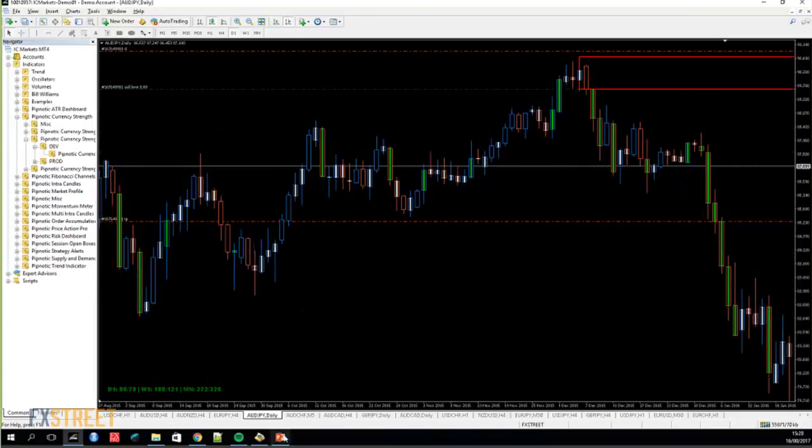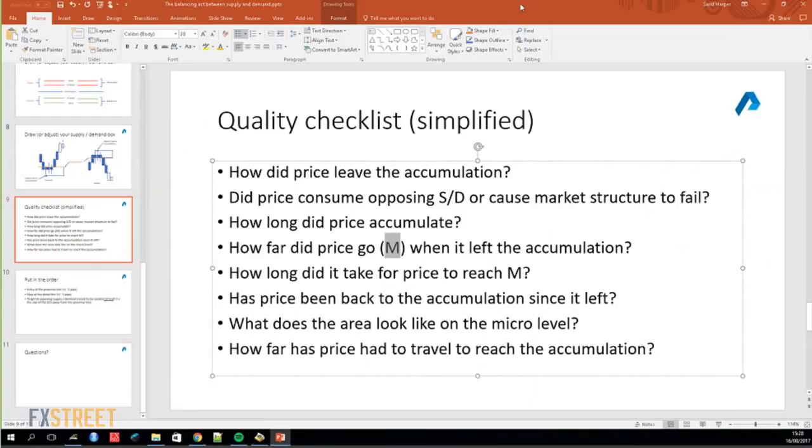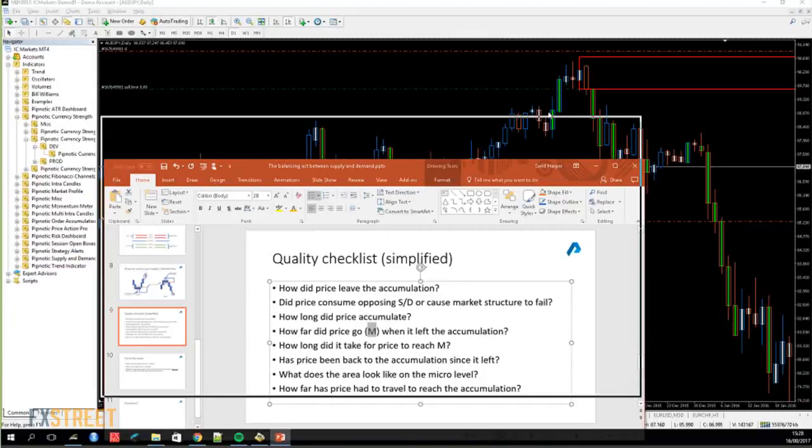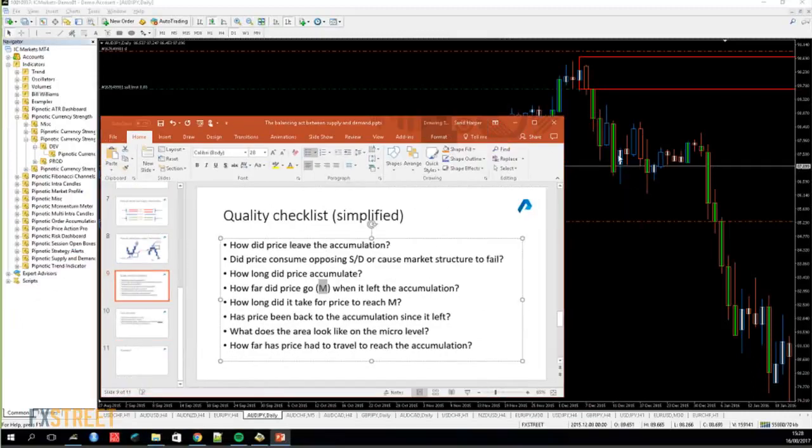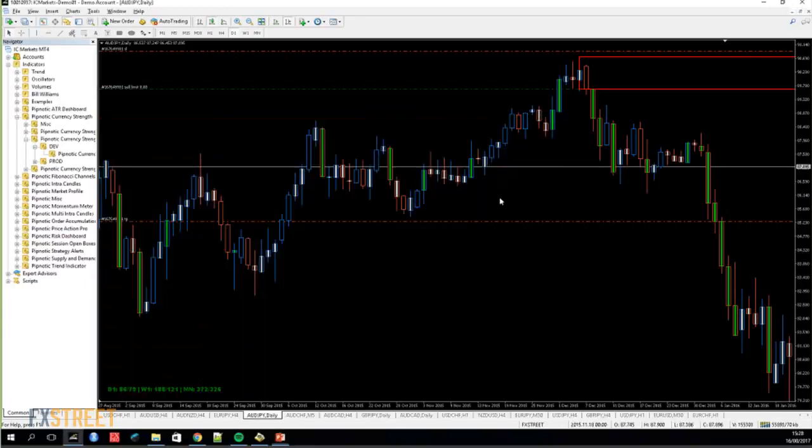So we have 4 periods. We go back to the checklist. How did price leave? It left pretty nicely. We had 2 days of bearish selling after that, and we had no wick here, so we only had selling. Here we had a smaller wick, then a bit of a pullback here, followed by another day of selling.